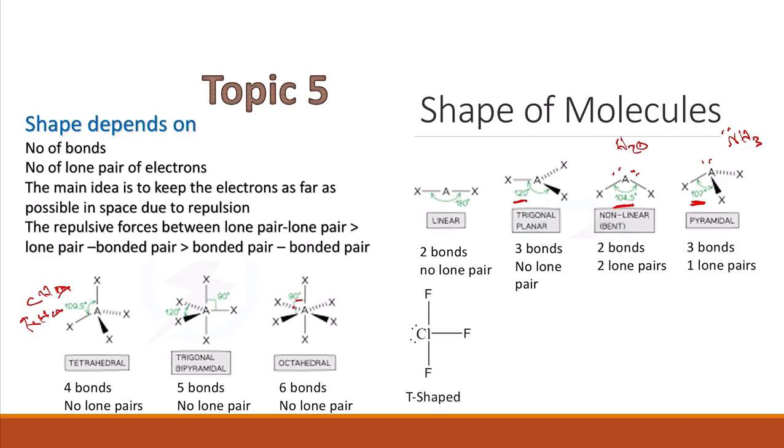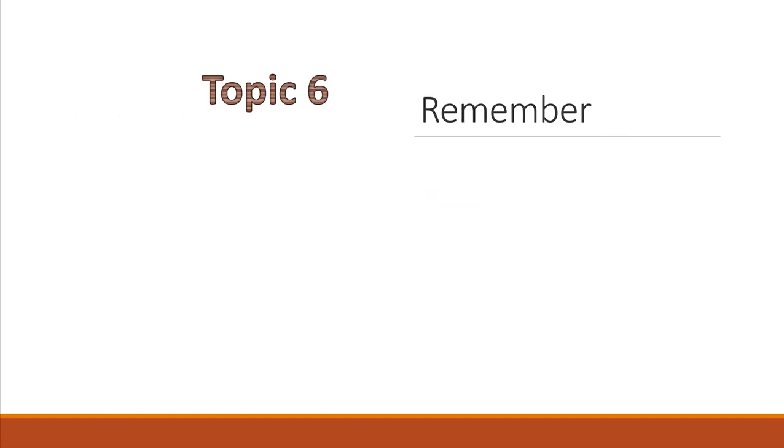If you have three bonds and two lone pairs, it's going to be T-shaped. If you have four bonds and one lone pair, it's going to be seesaw. And if you have four bonds and two lone pairs, it's going to be square planar. So you need to look at how many bonds there are and how many lone pairs, and find the shape of your molecule.